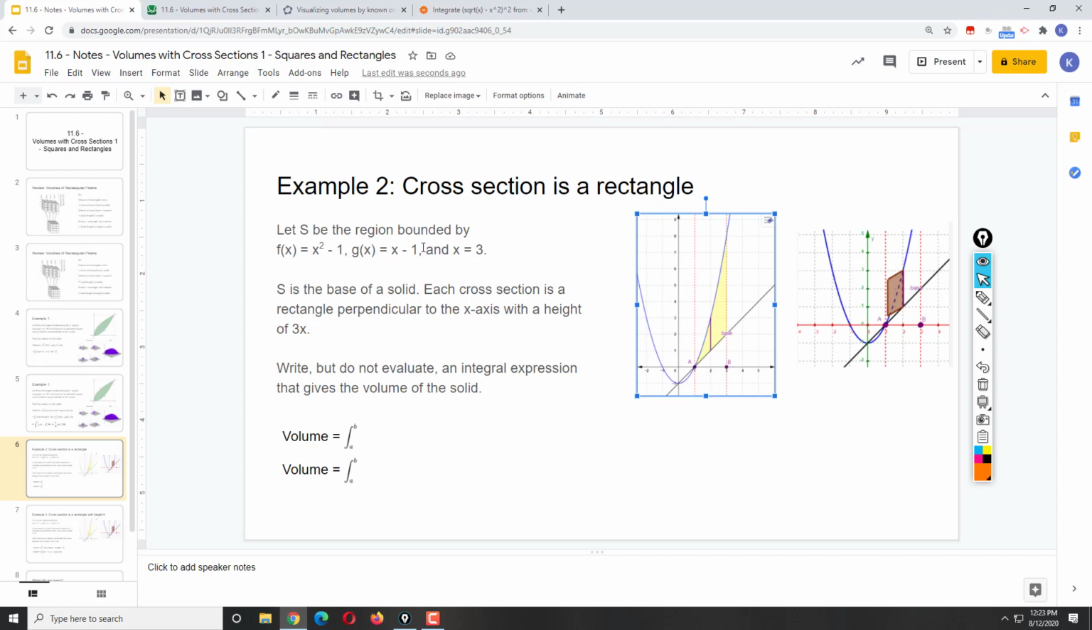And what matters here is x equals 1. That's the left-hand-most intersection. And on the right-hand side, x equals 3. That's where the bound is. So we're going to be integrating from 1 to 3.